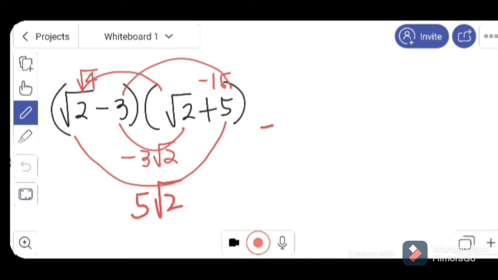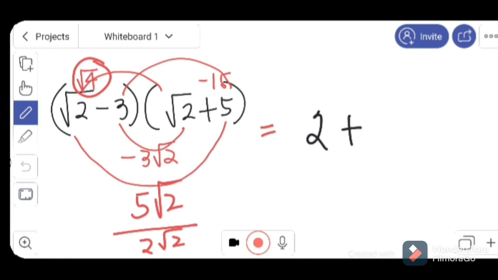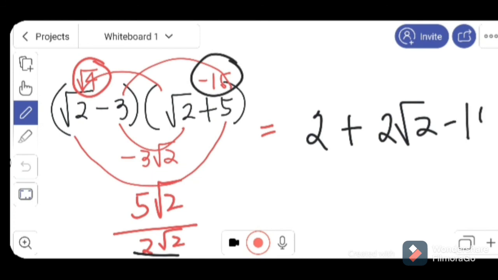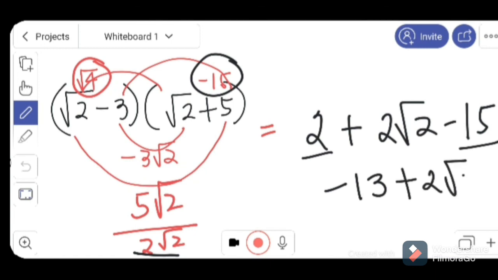Now we rewrite, but first we add these two. Negative 3 square root of 2 plus 5 square root of 2 is 2 square root of 2. Then we have the square root of 4, 2, plus here 2 square root of 2, and the last term, negative 15. Then we combine 2 and negative 15, which would be negative 13 plus 2 square root of 2.